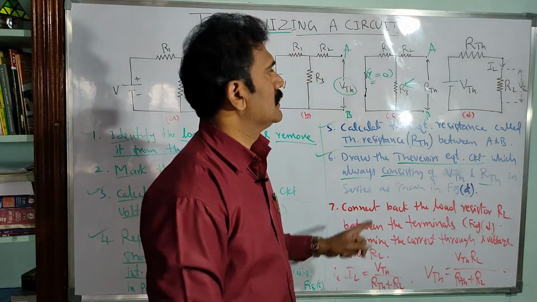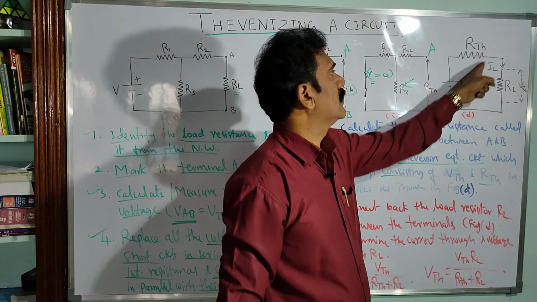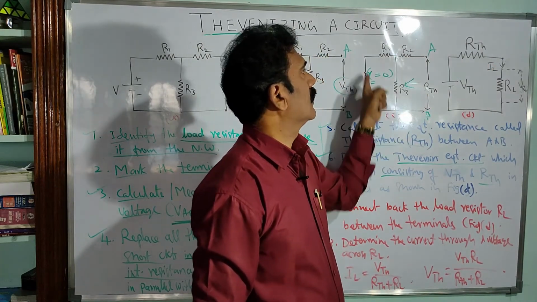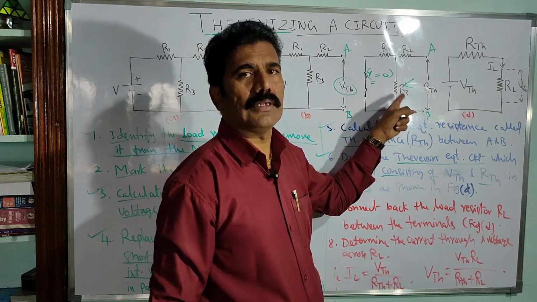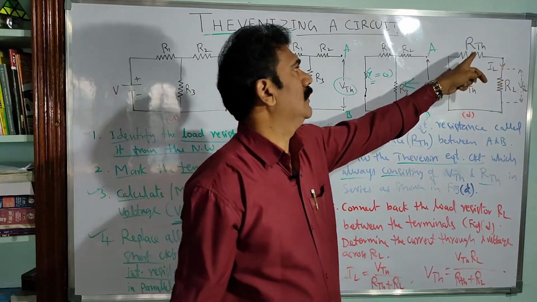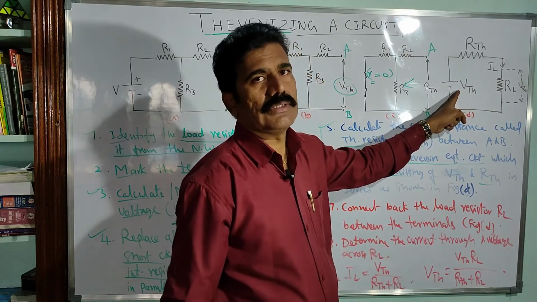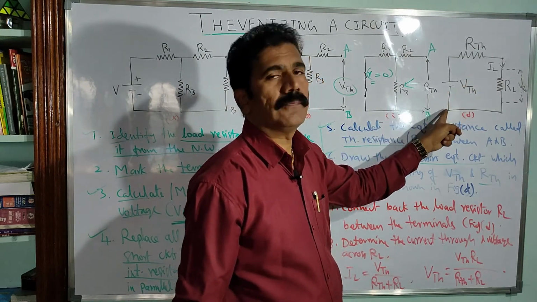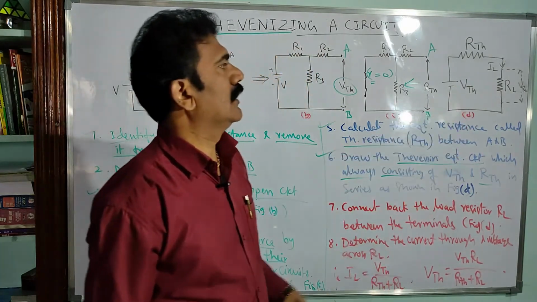See, this is RTH, and this RTH is the equivalent resistance of R1, R2, R3. If there are more than 3 resistors also, RTH should be equivalent to all the resistors. So it should finally be a single resistance and only one voltage source, VTH, connected in series. You have to connect it in this manner as shown in figure D.